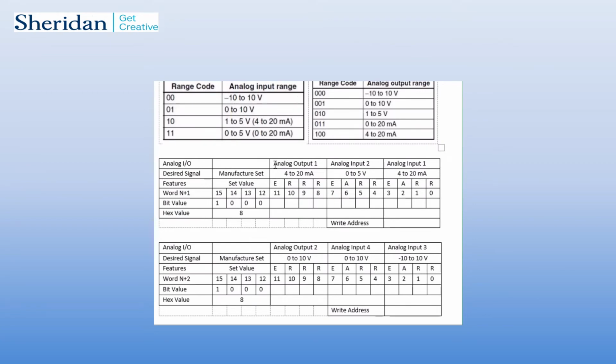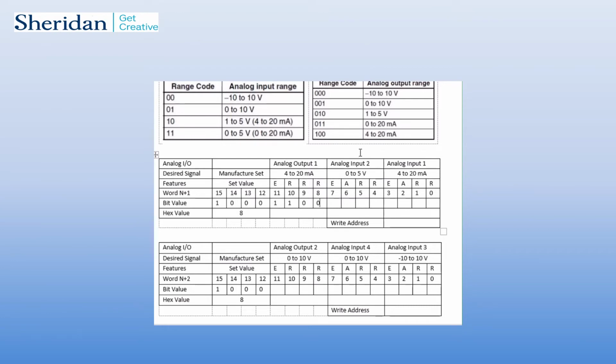What we have here, seeing across the top, is analog output 1, analog input 2, and analog input 1. What we have here is the desired signal that we require for each one. For this one, I'm going to select that I want to enable it, meaning I want to turn it on. And it's an output, so I look for the range code for 4 to 20, and I see here the range code is 100. So I type in 100.